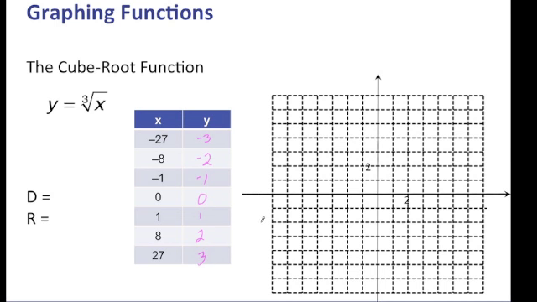Negative 8, negative 2 will be approximately here. Negative 1, negative 1, 0, 0, 1, 1, and 8, 2. This turns out to look more like that. The domain is all real numbers because this is an odd root, so it can have negatives. And then the range is also all real numbers.